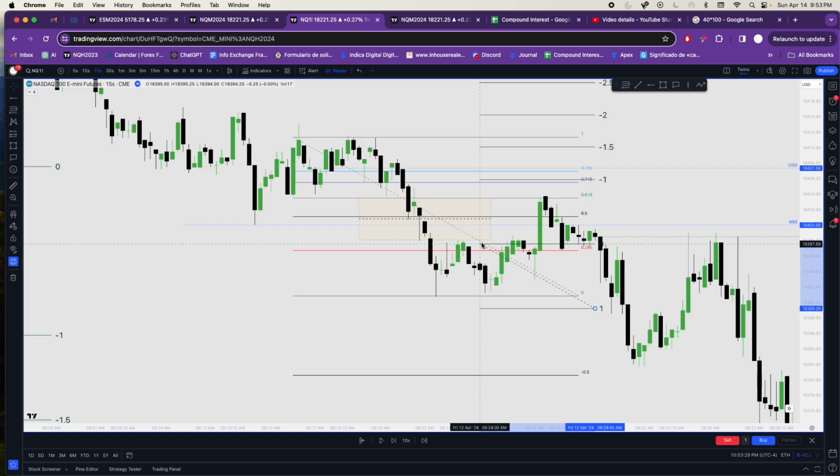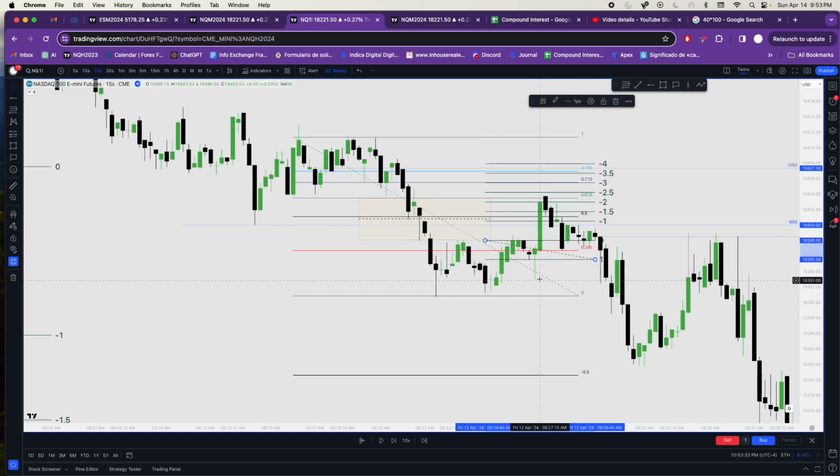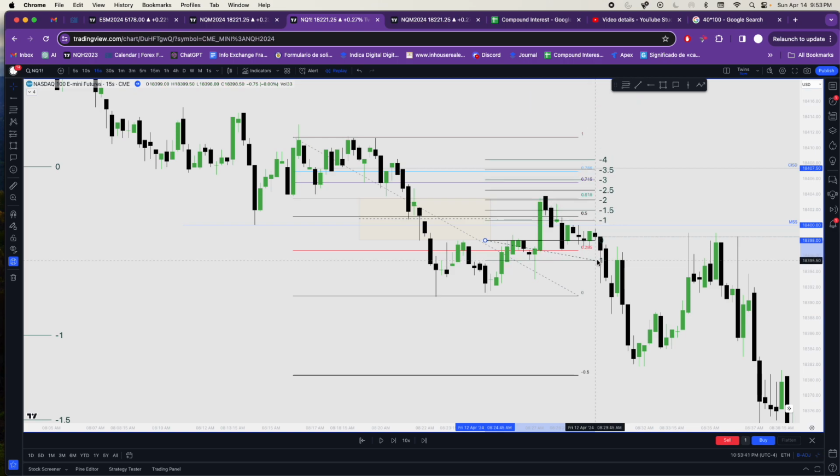So 2.5. Take the last one. This one's going to be kind of tricky. Here's 2.5 right here. Here's 2. Take the last order block. Here, let me measure this down just a little bit.